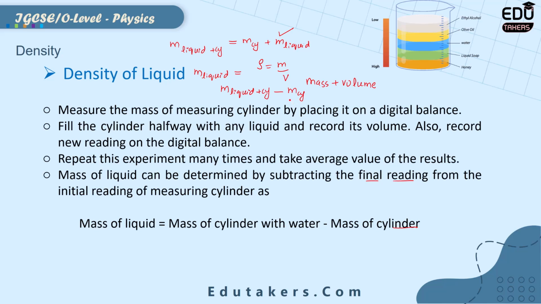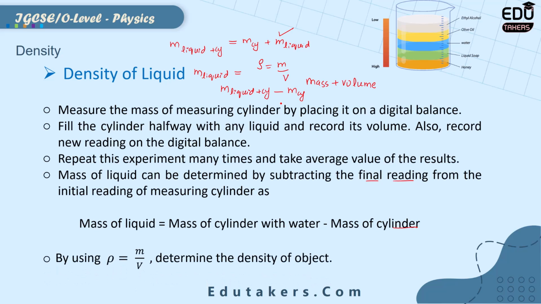You actually have to find out the mass of the liquid. It means that when you place the measuring cylinder on the digital balance, first take the initial reading. After that, put some liquid in it and also place it on a digital balance. Take the new reading, it would be the final reading. Subtract both of these readings to find out the mass of the liquid.